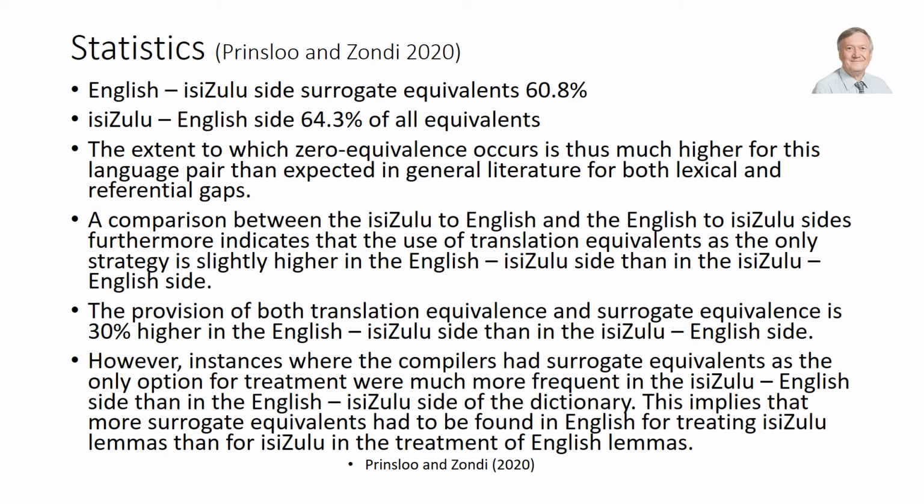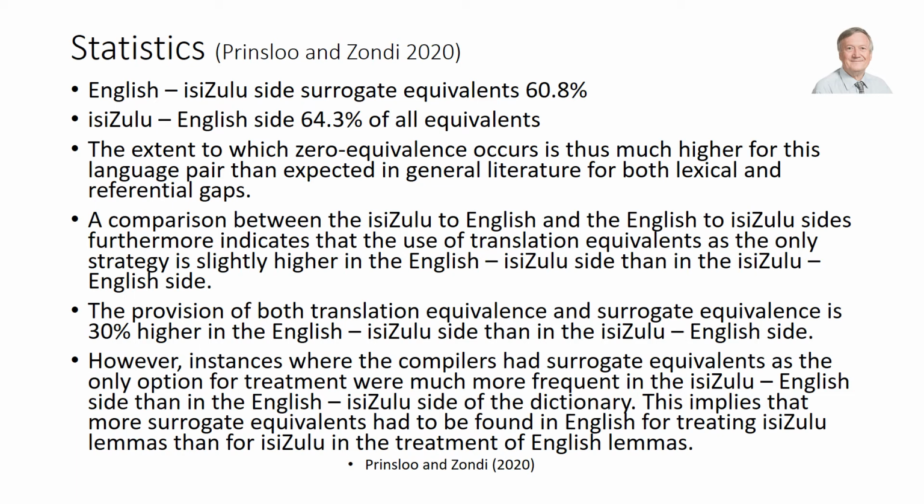The extent to which zero equivalence occurs is thus much higher for this language pair than expected in general literature for both lexical and referential gaps. A comparison between the IsiZulu to English and the English to IsiZulu sides furthermore indicates that the use of translation equivalence as the only strategy is slightly higher in the English to IsiZulu side than in the IsiZulu to English side. The provision of both translation equivalence and surrogate equivalence is 30% higher in the English to IsiZulu side than in the IsiZulu to English side.